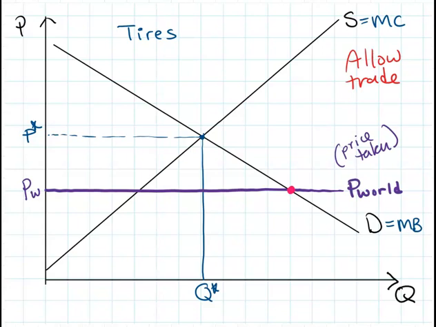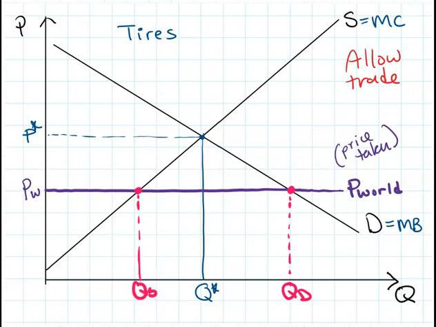So they keep buying. They're not going to stop at Q star. They're going to go higher. They're going to keep buying because now they can buy it at a cheaper price. So they'll go all the way up to here. So this is the quantity demanded. Okay. But for the producers, it's not worth it for them to sell at this low price. So some of them, the more inefficient producers, are going to stop producing. So we would have a cutback in production. So they're going to choose to supply here.